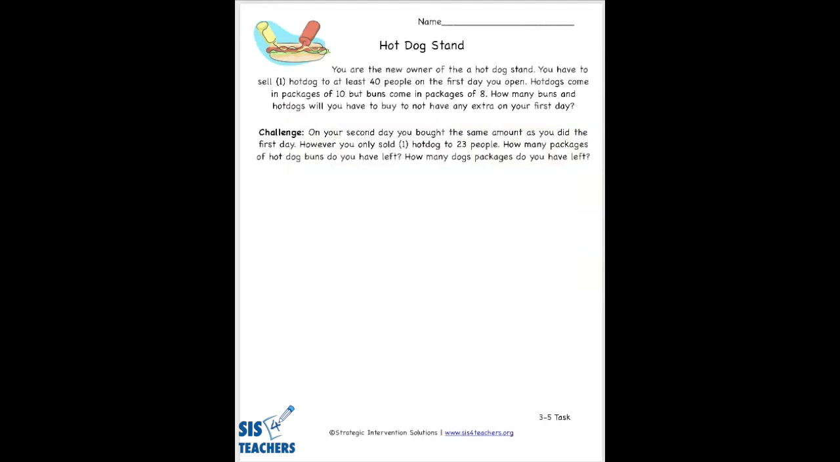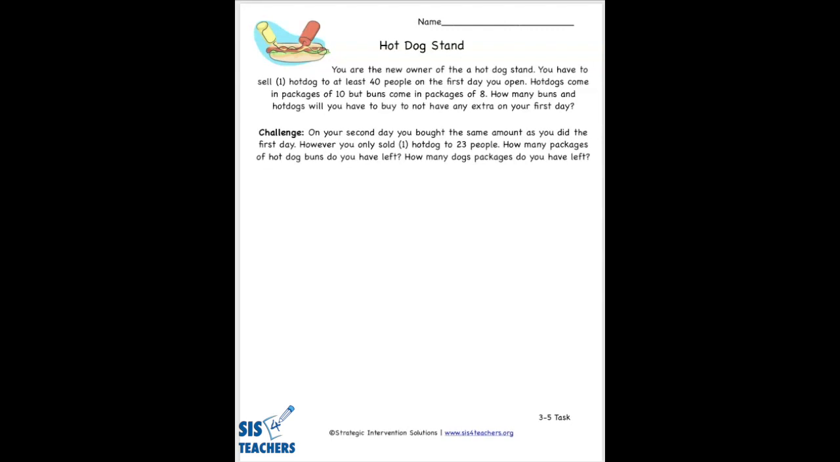Our task says that you are the new owner of the hot dog stand. You have to sell one hot dog to at least 40 people in the first day you're open. Hot dogs come in packages of 10, but buns come in packages of 8. Haven't you always wondered why that is? How many buns and hot dogs will you have to buy to make sure that you have no extra on your first day?